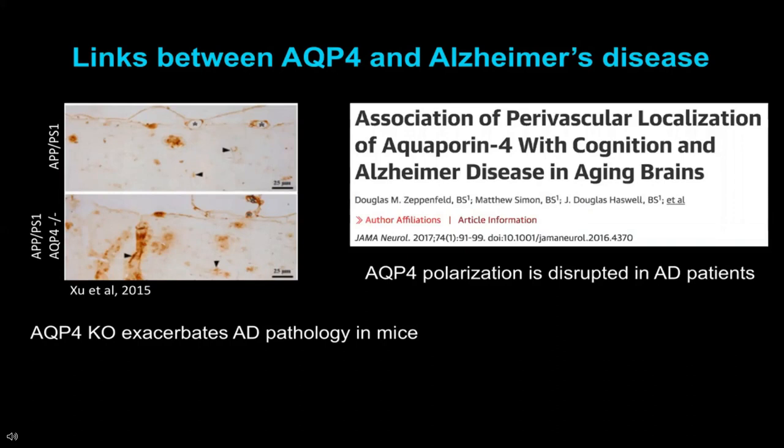Also, in postmortem studies, AQP4 localization to the vasculature, so the correct localization of AQP4, was found to be disrupted in Alzheimer's disease patients. So this is why, some of the reasons why we think the glymphatic system is very important to study in order to prevent neurodegenerative diseases.